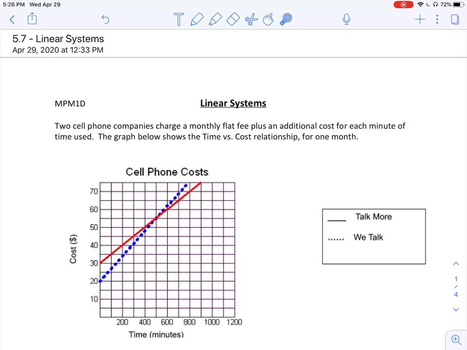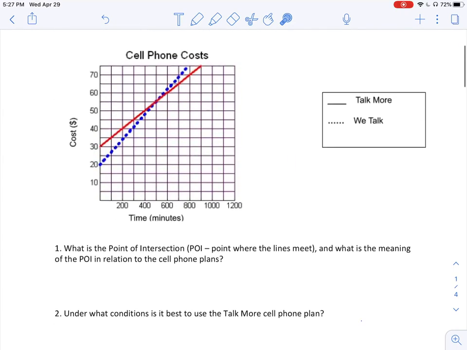So to set things up, two cell phone companies charge a monthly flat fee plus an additional cost for each minute of time used. The graph below shows the time versus cost relationship for 1 month. So we have a company called Talkmore and we have a company called WeTalk. Talkmore is represented by the red solid line. WeTalk is the blue dotted line. What is the point of intersection, or the POI, and what is its meaning in relation to the cell phone plans? So if I look at this, the point of intersection, where these two lines cross, is right about there.